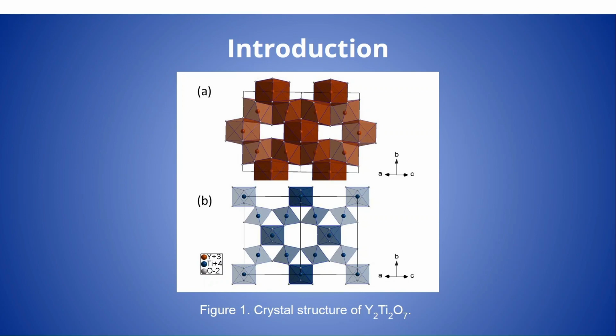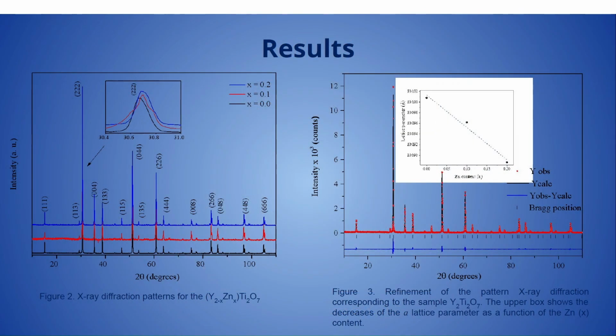Otherwise, chemical orbitals and valence band were measured by X-ray photoelectron spectroscopy. In Figure 2, X-ray diffraction patterns for the titanate are shown. The inset shows the shift of the peaks with 2θ Miller indices towards larger angles with increasing zinc content.